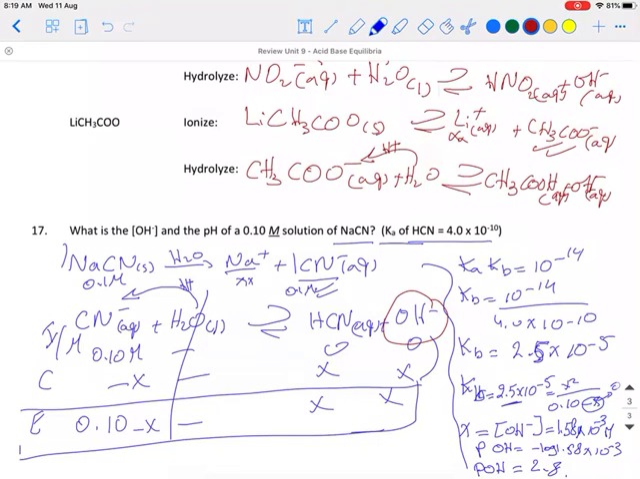But the question is looking for the value of pH, so no problem, there is a relation between pOH and pH. So we say pH plus pOH equals 14. So pH equals 14 minus 2.8, which is equal to 11.2.